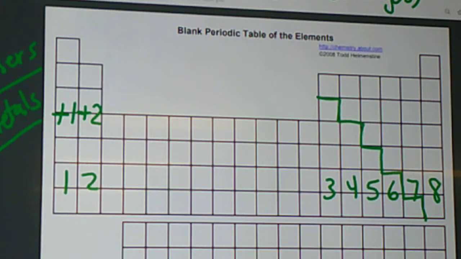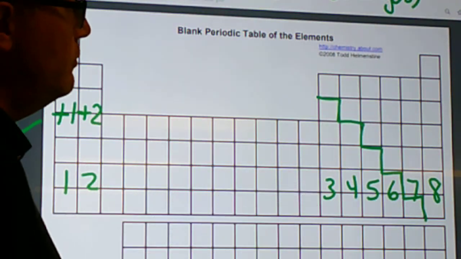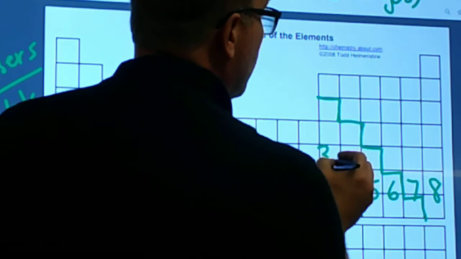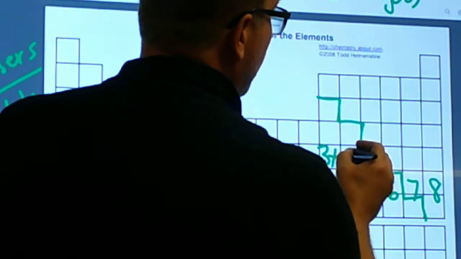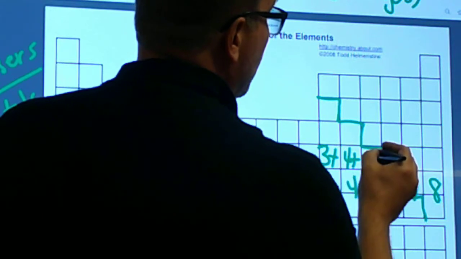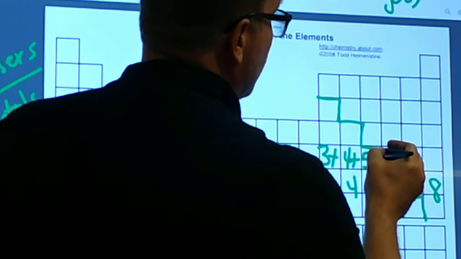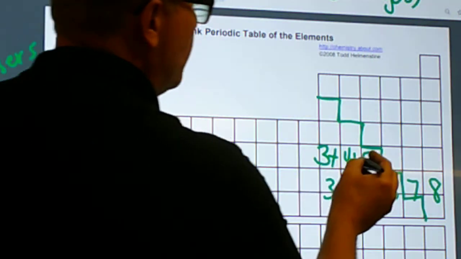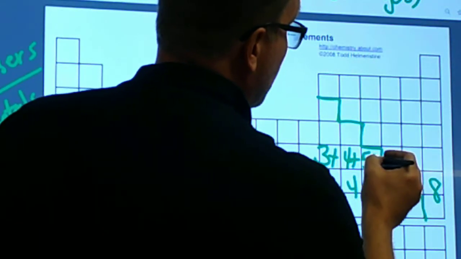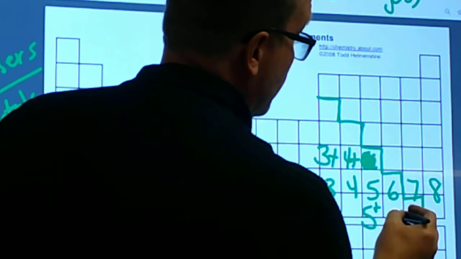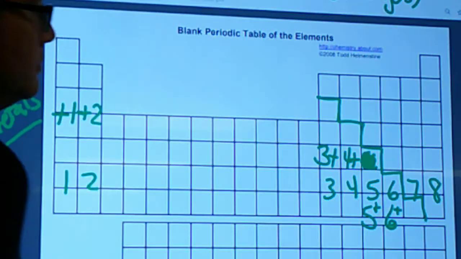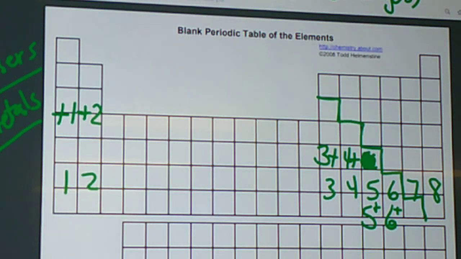These guys are my losers. What happens if I lose 3 valence electrons? What happens if I lose 4 valence electrons? And what happens if I look at losing 5 valence electrons? Oops, let's put it down here. That's positive. What about this one? This is positive. That's called a trend.